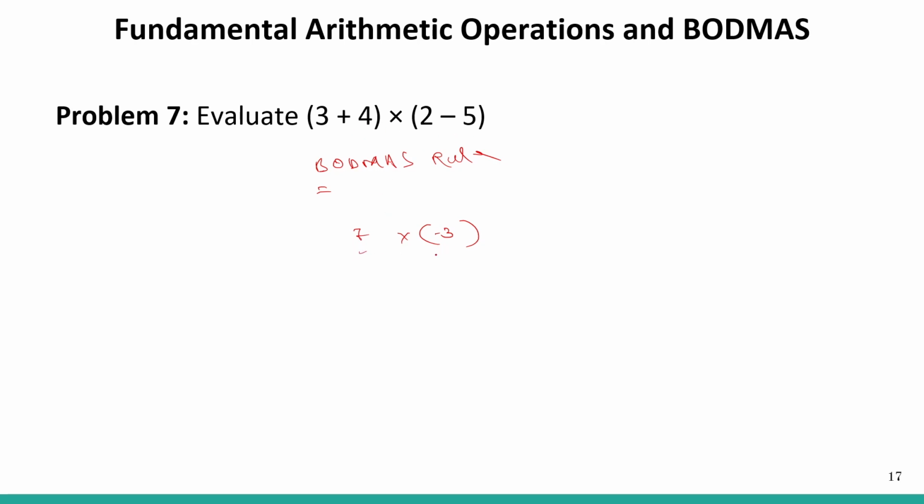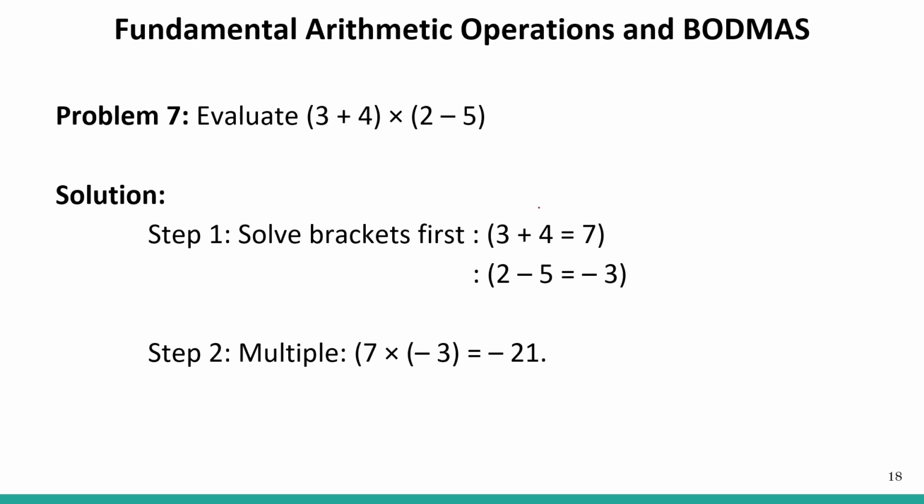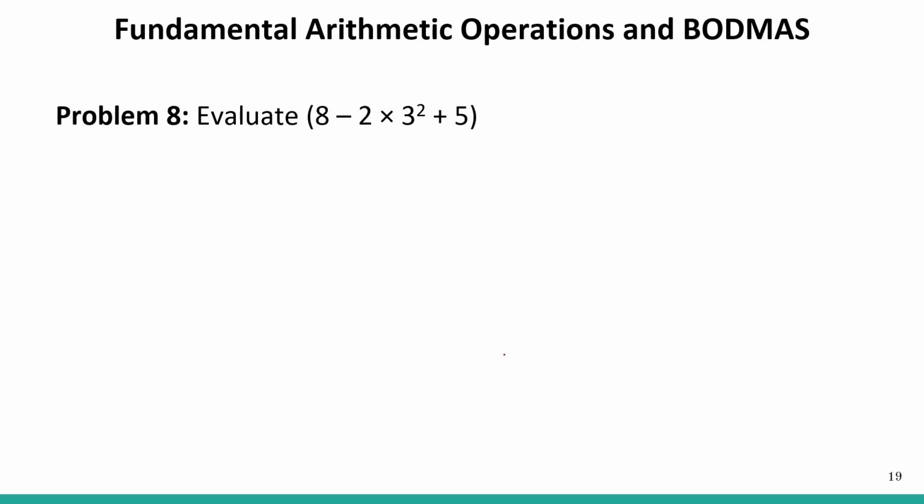7 and minus 3. So then what we search for is exponents. Are there any exponents? No, right? So then we move forward and see for divisions. Is there any division symbol involved? No. So that's why we move further and do multiplication. So it will be equal to minus 21. So this will be the final answer. Okay. So here brackets first. Okay. Then we multiply. That is minus 21 is the final answer.